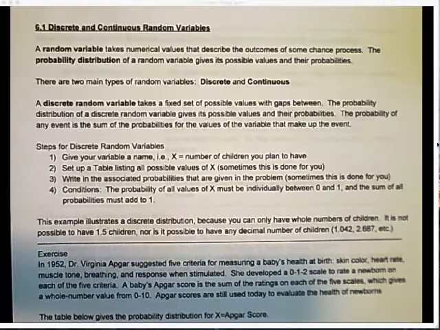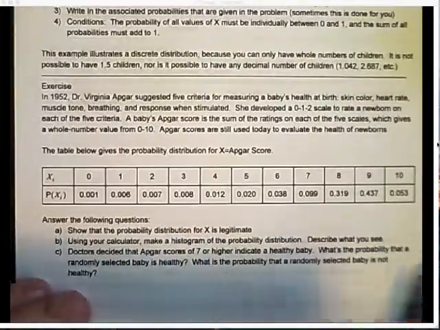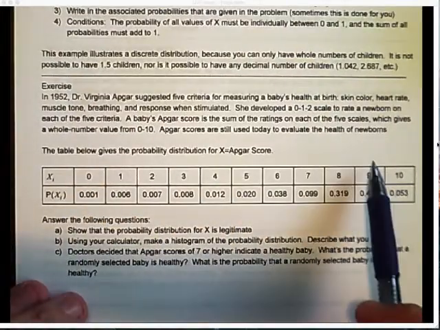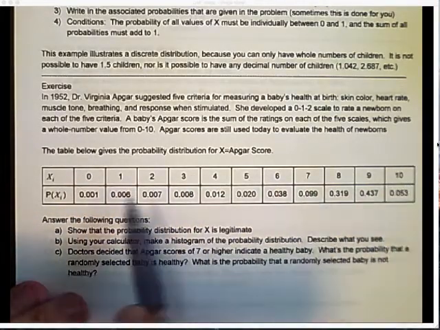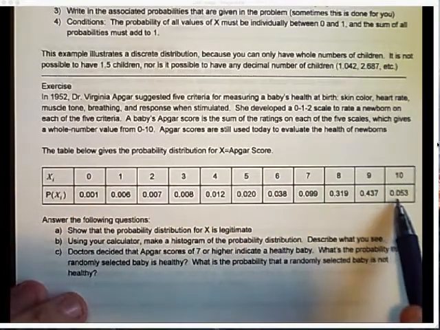So, a couple of vocabulary terms. It says a random variable takes numerical values that describe the outcomes of some chance process. And the probability distribution of a random variable gives its possible values and their probabilities. So I'm kind of skipping forward a little bit, but this is a probability distribution because here's the values the variable can take, and there's the probabilities of each variable.